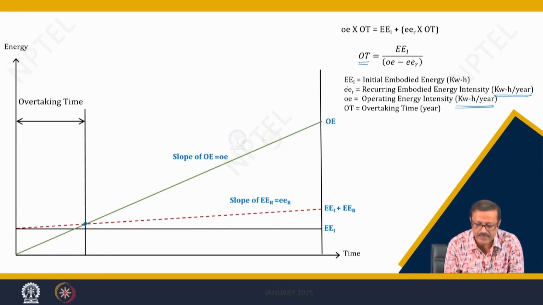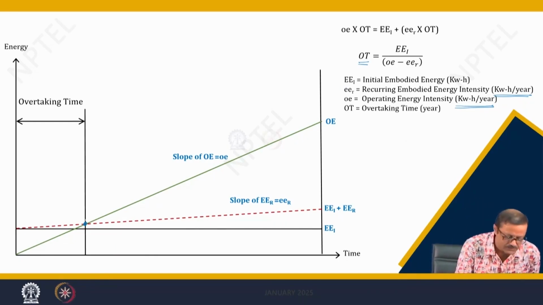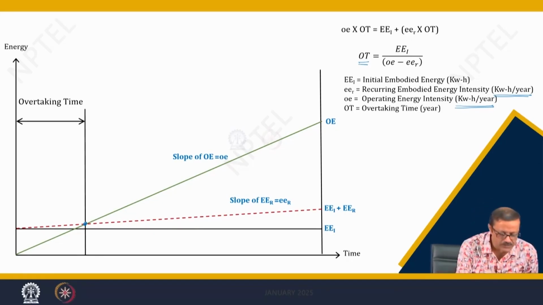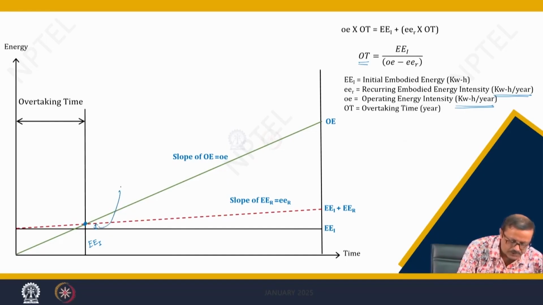So, if you see, overtaking means what? At this particular point, the total amount of green is equal to the total amount of the red dotted portions, the triangle and the below portion. The below portion is my EEI, capital EEI, and this portion is my EER into OT, overtaking time.